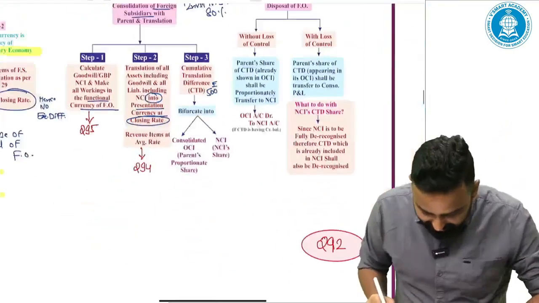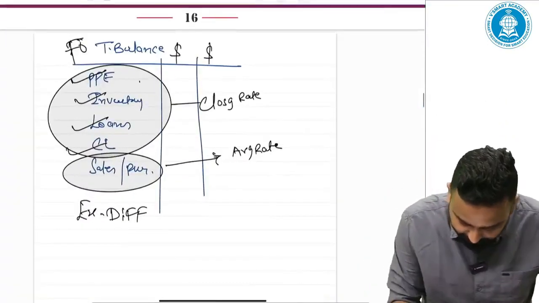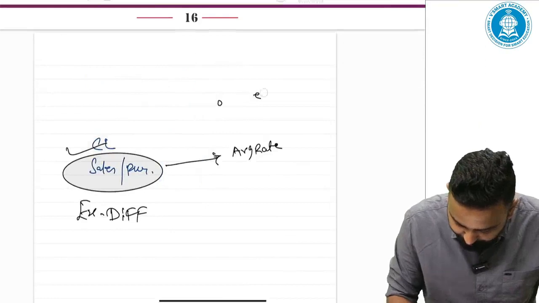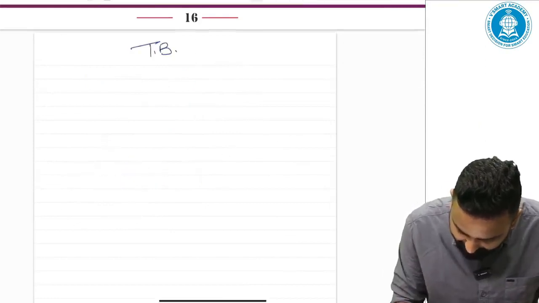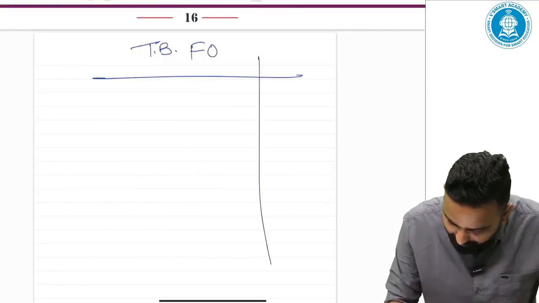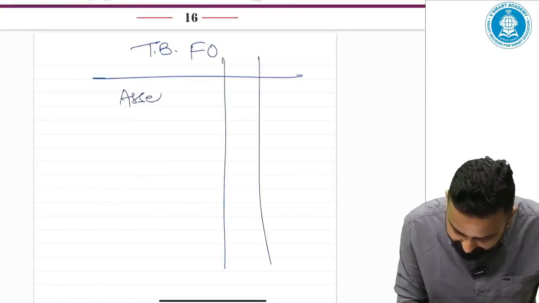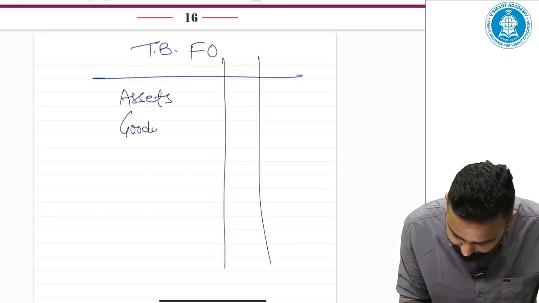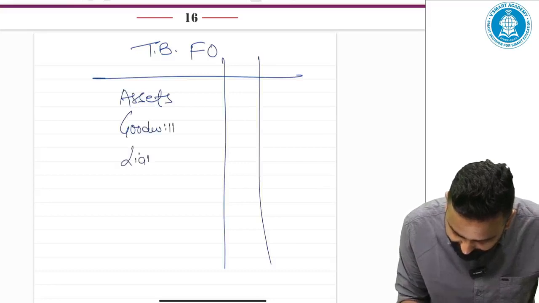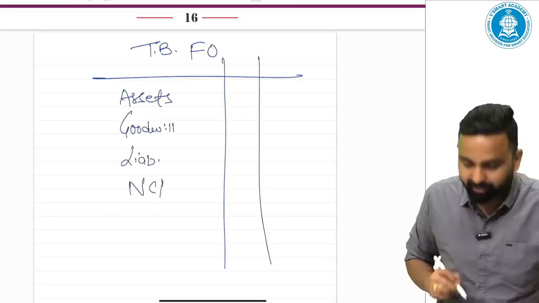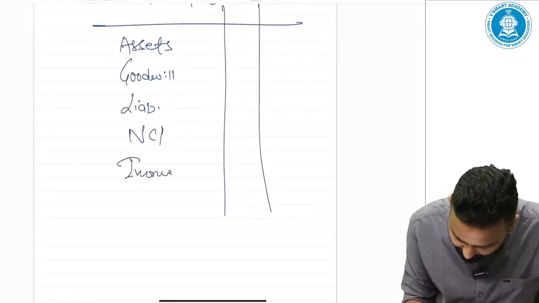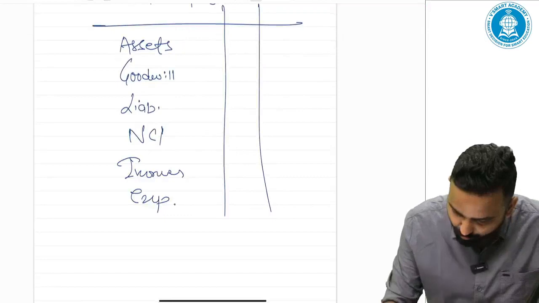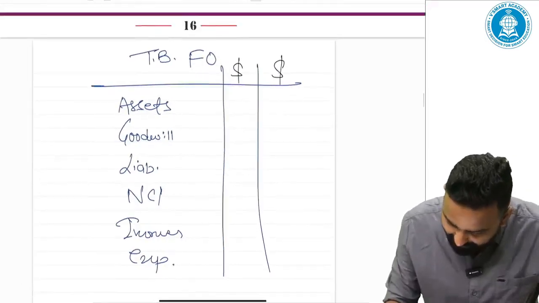So let us assume that this is the trial balance of foreign operation. And in the trial balance, there are assets, including goodwill. There are liabilities, including non-controlling interest. And other than that, there are incomes and there are expenses. What you have to do? All these are in dollar.